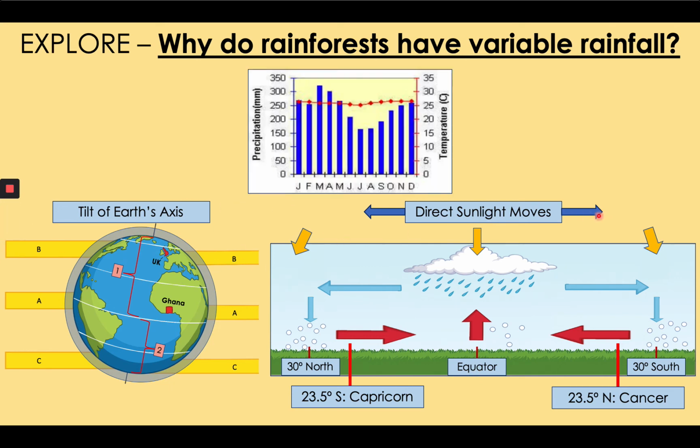Because of this movement of the sunlight between the tropics, you get this fluctuation of rainfall, such that in the summer you get slightly lower rainfall, and in the winter you get slightly lower rainfall, and in these months here, you get the highest rainfall.